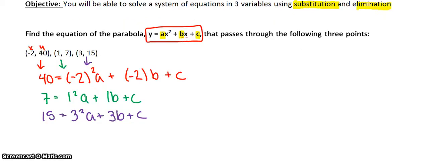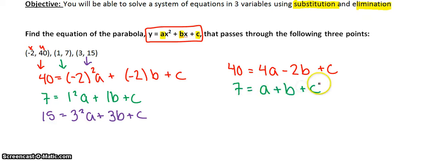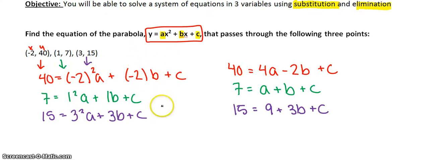So simplifying this, we now have a 3-variable system. My first equation is 40 equals, well, (-2) squared is 4, so this is 4a minus 2b plus c. My second equation is 7 equals, well, 1 squared is just 1, so this is just a plus b plus c. And my third equation is 15 equals 3 squared, which is 9a, plus 3b plus c. So in order to find an equation for a parabola, we need at least 3 points to solve for our 3 unknowns, a, b, and c. This is an example of a 3-variable system.